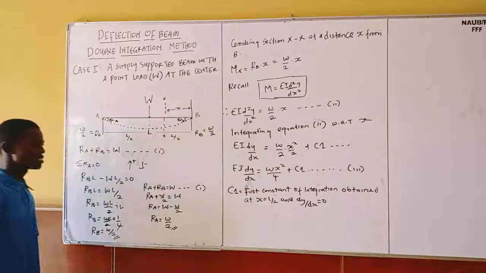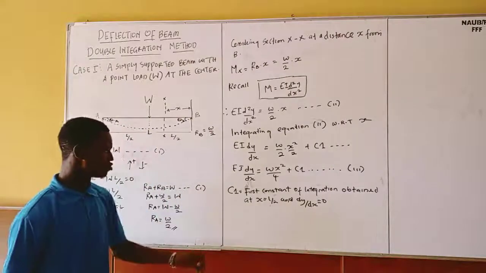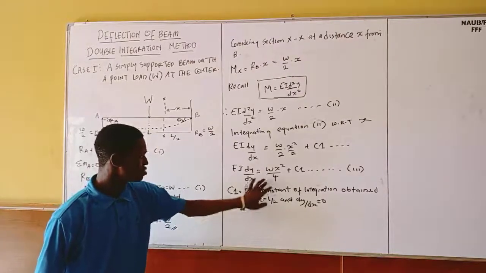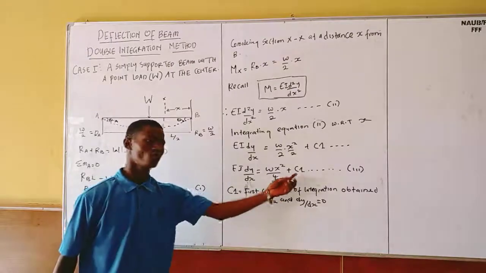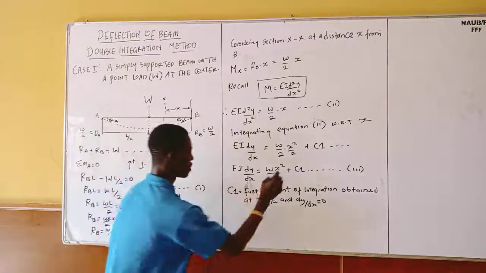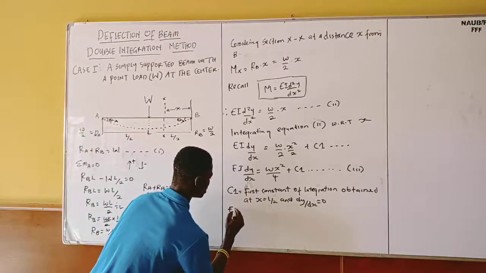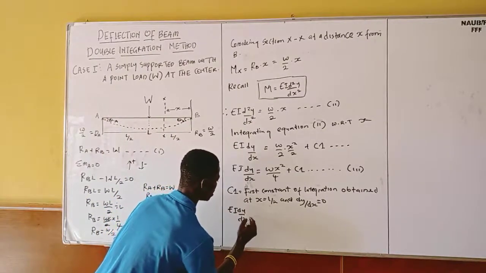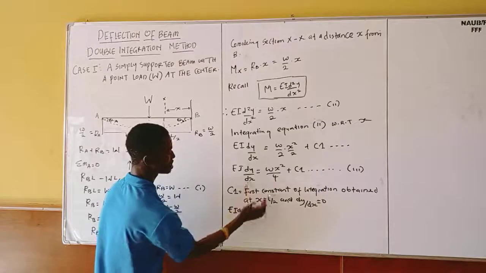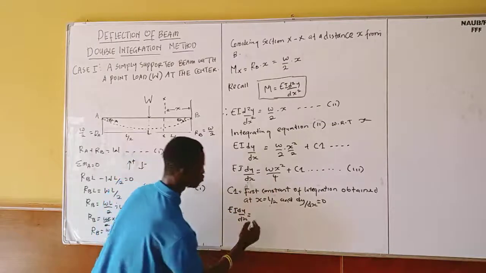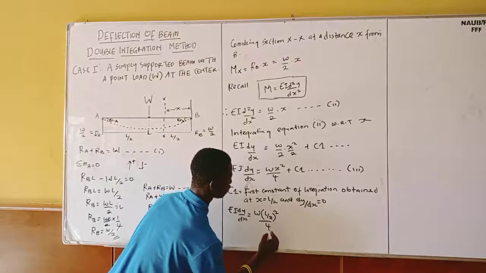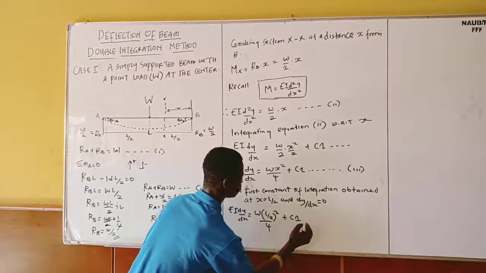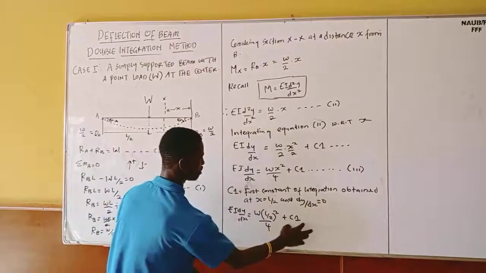So in this case now, whenever I see x in this equation, I'm going to put L over 2. You understand? So I'm going to get the value for my C1. By doing so, EI dy dx equals to, now I know that my x is L over 2, so W into bracket L over 2 squared over 4, then plus C1. So I'm trying to find the value of my C1.